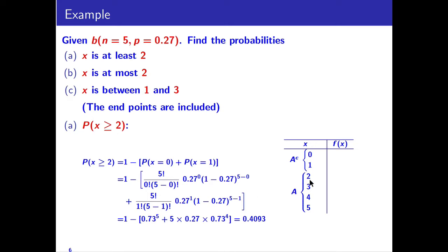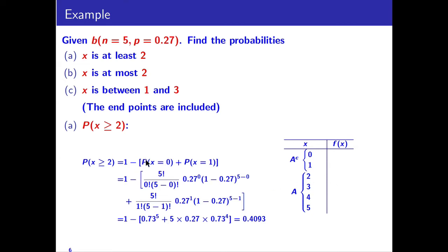That means we need to find the probability for x equals 2, x equals 3, x equals 4, and x equals 5. So you have to do 4 calculations. And for this particular example, I'm going to use the complement, or the shortcut, to solve the problem. So this probability of x greater than or equal to 2 is equal to 1 minus the sum of the probability x equals 0 plus the probability x equals 1. So you can see it from this table.